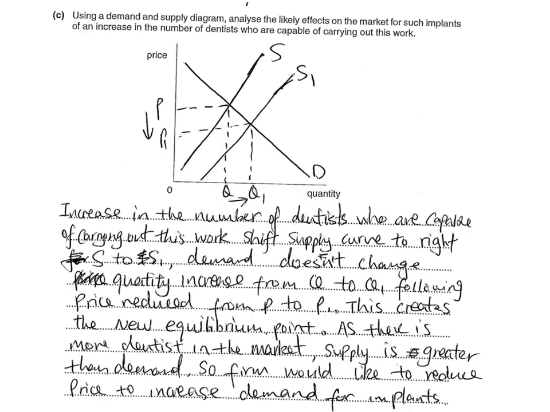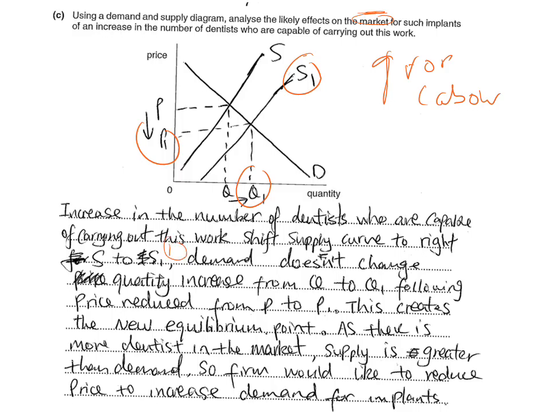The next question, using a demand and supply diagram, analyse the likely effects on the market, so on price and quantity, for such implants of an increase in the number of dentists who are capable to carry out this work. So we've got an increase in the factor of production in terms of labour. The dentists, increase in supply, increase in quantity, increase in price. An increase in the number of dentists who are capable to carry out this work. Shift supply to the right.